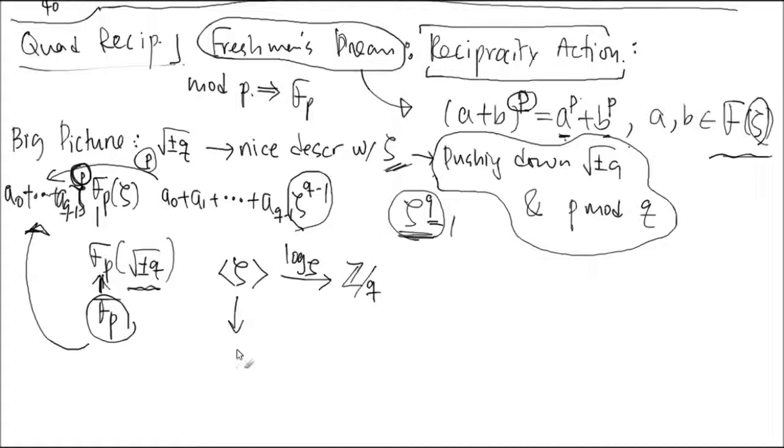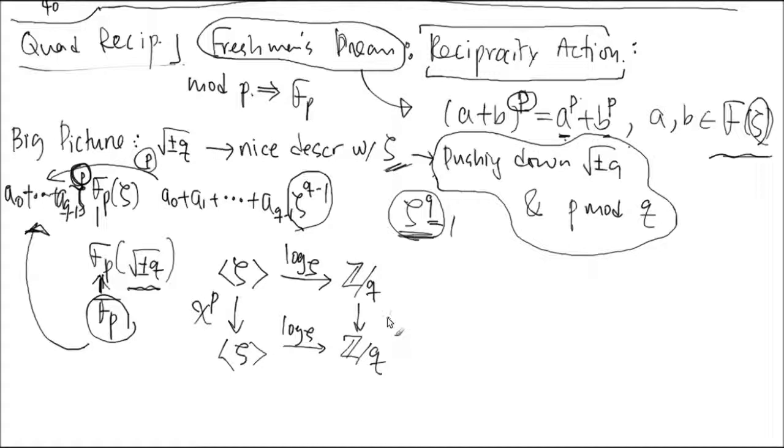So the downward map, what do you think the downward map is? What are we doing to that zeta? What kind of action are we doing? Raising to what power? Pth power, exactly. Pth power, right? The Frobenius automorphism, the reciprocity action is happening. So what happened to the z mod q over here? What kind of map is it?